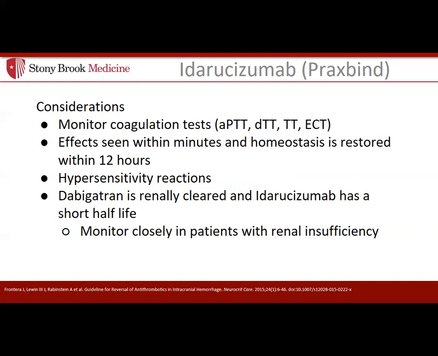You do have to worry about hypersensitivity reactions. It is a monoclonal antibody, so we worry about that with all mAbs. But a big thing here is that dabigatran is renally cleared itself, and idarucizumab has a short half-life. So you see the risk in patients with renal insufficiency, where they could be given idarucizumab to reverse the dabigatran-related bleed, but the idarucizumab could clear out faster than their own dabigatran does. So you run the risk of an increased risk of bleeding after the dose of idarucizumab is out of the body. So monitoring patients with renal insufficiency is extremely important when considering idarucizumab.